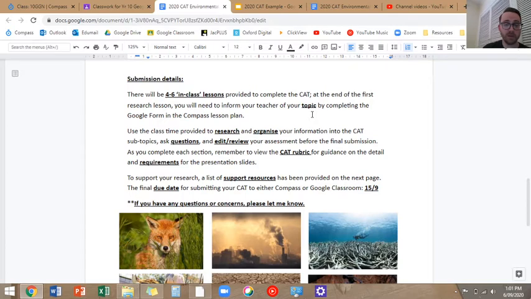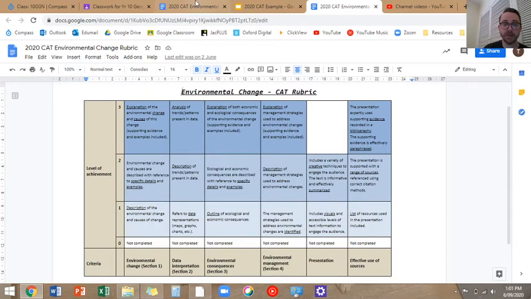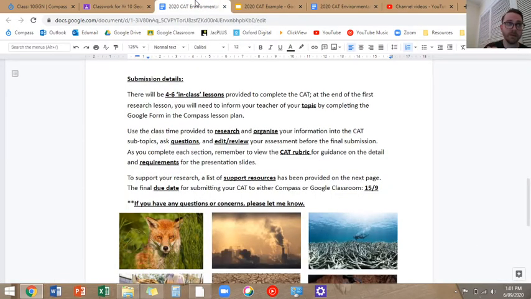As you complete each section, remember to view the CAT rubric for guidance on the detail and the requirements for the presentation slides. It doesn't matter how good your assessment is, if you're not doing what the rubric's asking, then you won't get full marks. To support your research, a list of support resources has been provided on the next page.